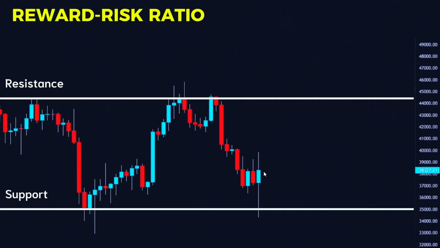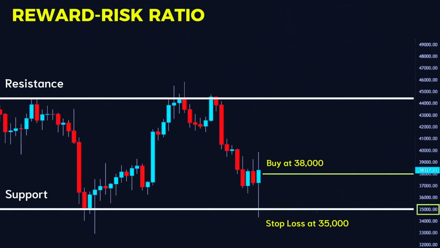Now, let's calculate the reward risk ratio. Our risk is 3,000 because we'll lose 3,000 baht if the stop loss is hit. Our reward is 6,000 because we're aiming for 44,000 baht. That gives us a reward risk ratio of 2-to-1. A 2-to-1 reward risk ratio is something I use very often.